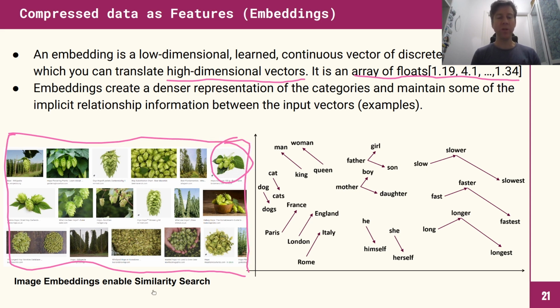So why would we do that? Well, one of the reasons we do it is we can do what's called similarity search when we have these arrays of floats representing each of the images. I could show you, in this case, an image of hops and say, show me similar images in a database.